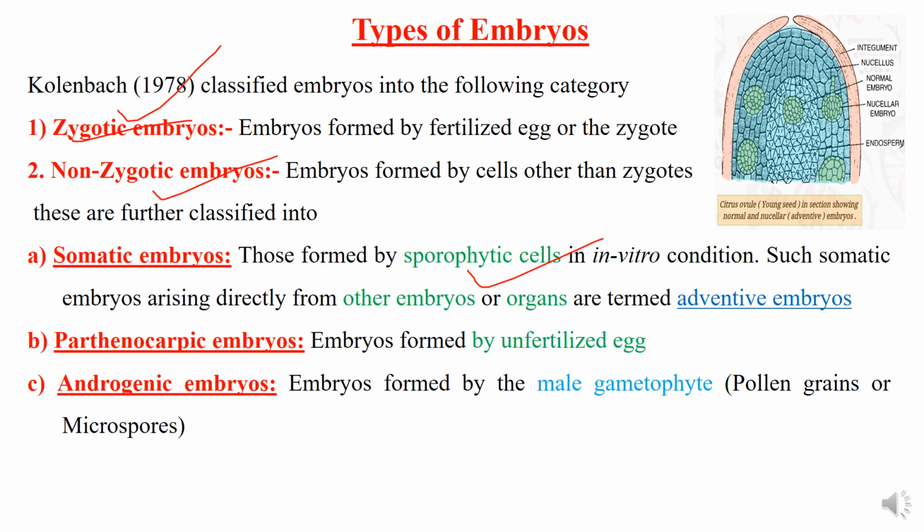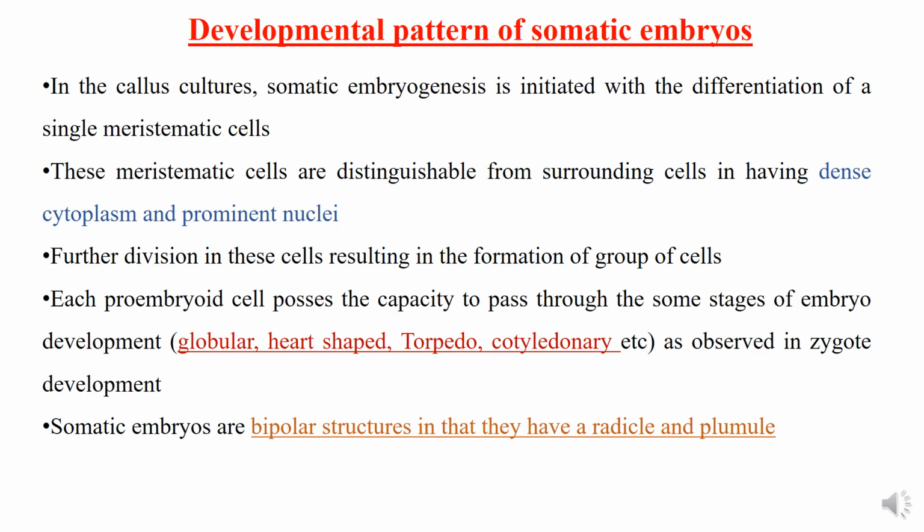Parthenocarpic embryos means embryos formed by an unfertilized egg, and they are known as parthenocarpic embryos. Androgenic embryos means embryos which are formed from the male gametophyte, that is pollen grains or microspores, and we call them androgenic embryos. And let us see what the developmental patterns of somatic embryos are, how they show various developmental patterns during the development of somatic embryos.